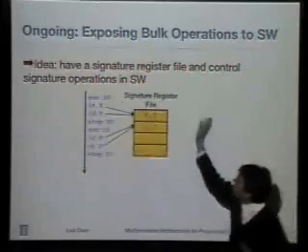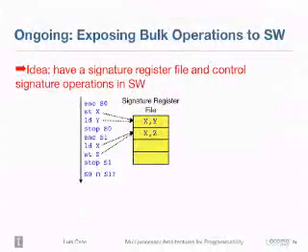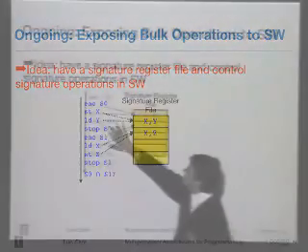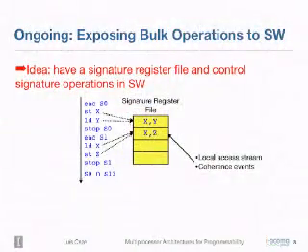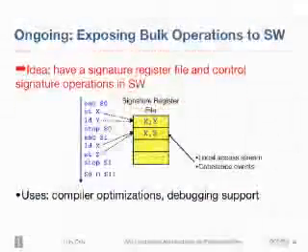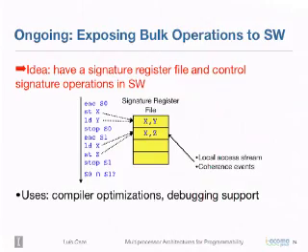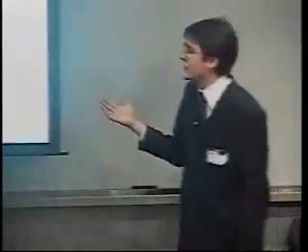Now, another part of the program could say encode my references into another signature, S1. And the software can perform introspection and ask, does S0 overlap with S1? Do they intersect? And so on. You can also check for membership against the local access stream when you're not building a signature, or even coherence events, all completely exposed to software. And this has a few interesting uses.